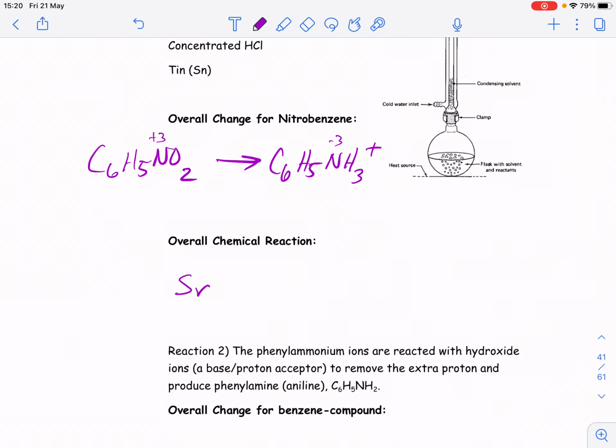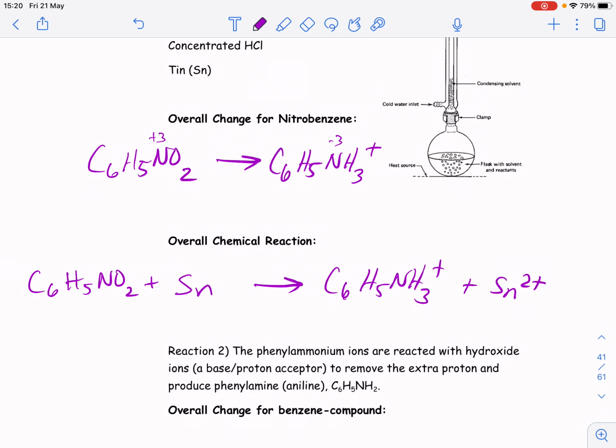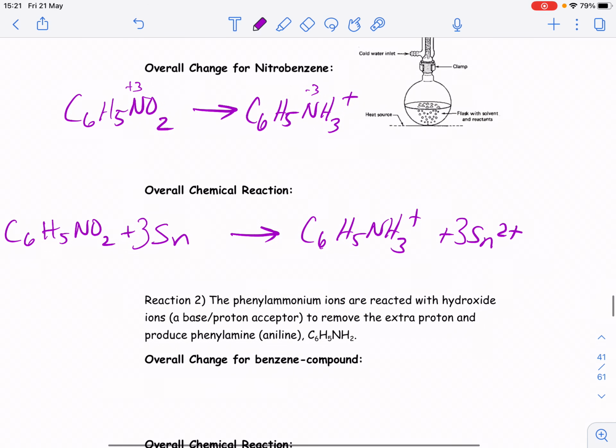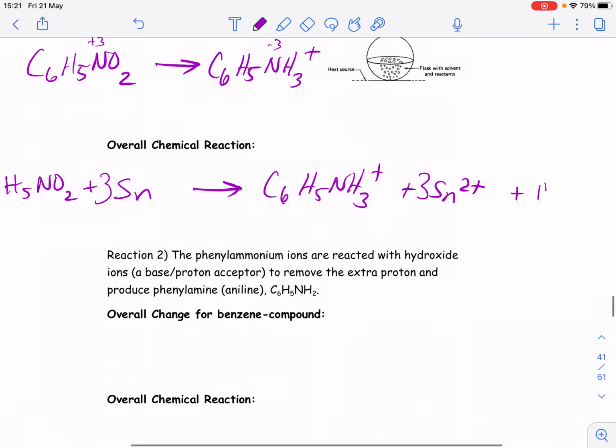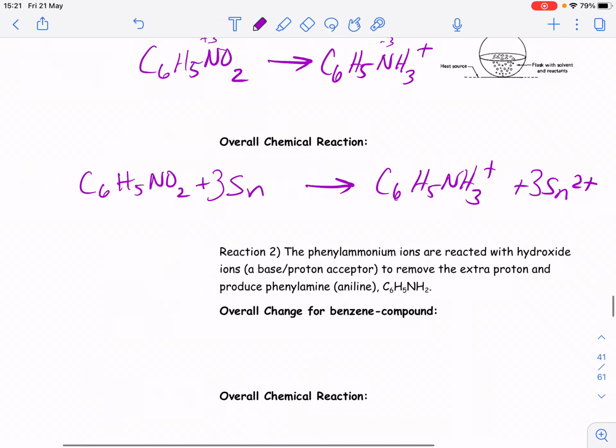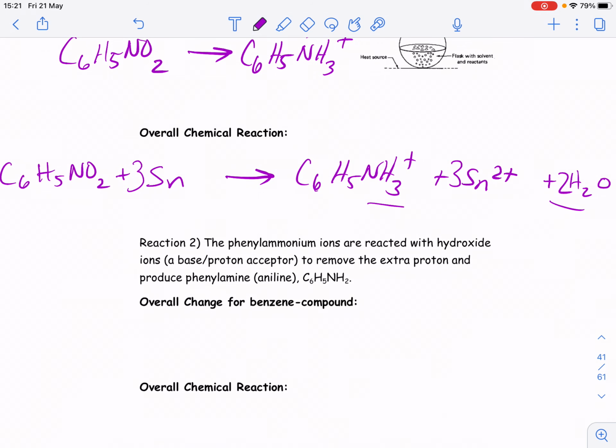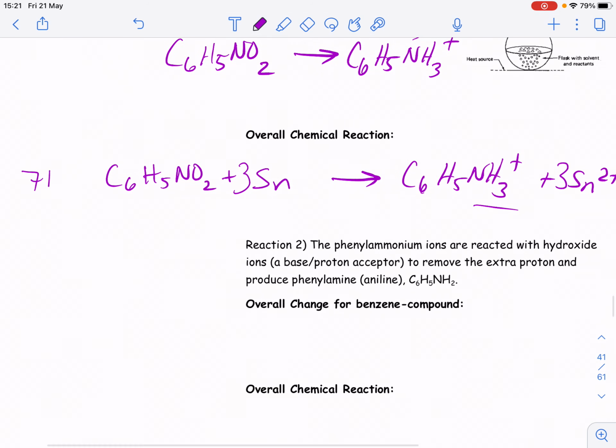The reducing agent in this reaction is tin, and so the overall reaction is C6H5NO2 plus tin, and then C6H5NH3+ plus Sn2+. Now each tin is losing 2 electrons as the reducing agent, so I'm going to need 3 of those to balance the 6 electrons gained by the nitrobenzene. We can also see that there's an O and H change, and so I have to balance out oxygen on this side with 2 waters, and in total there's 4 and 3 H's, so 7 H+ on the left-hand side.